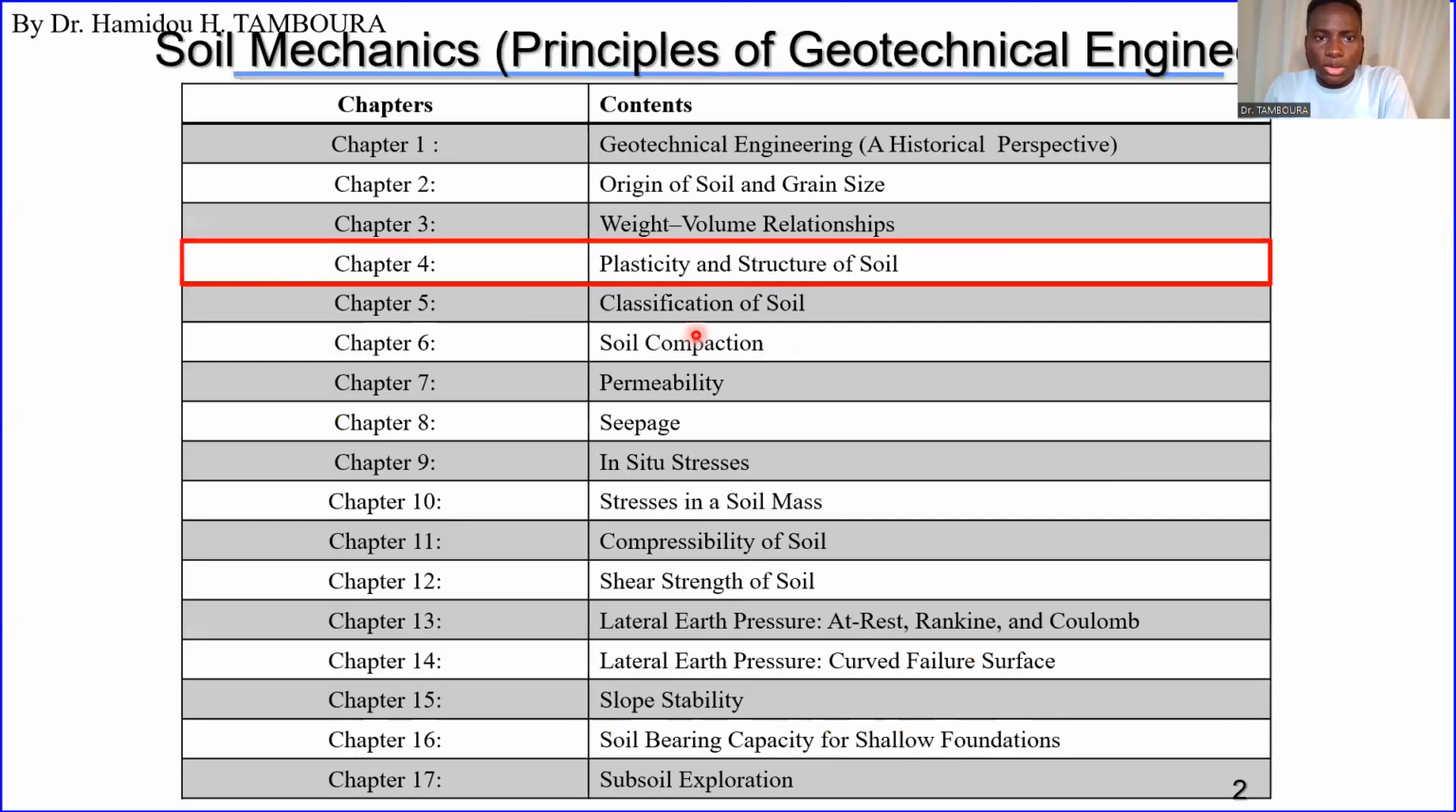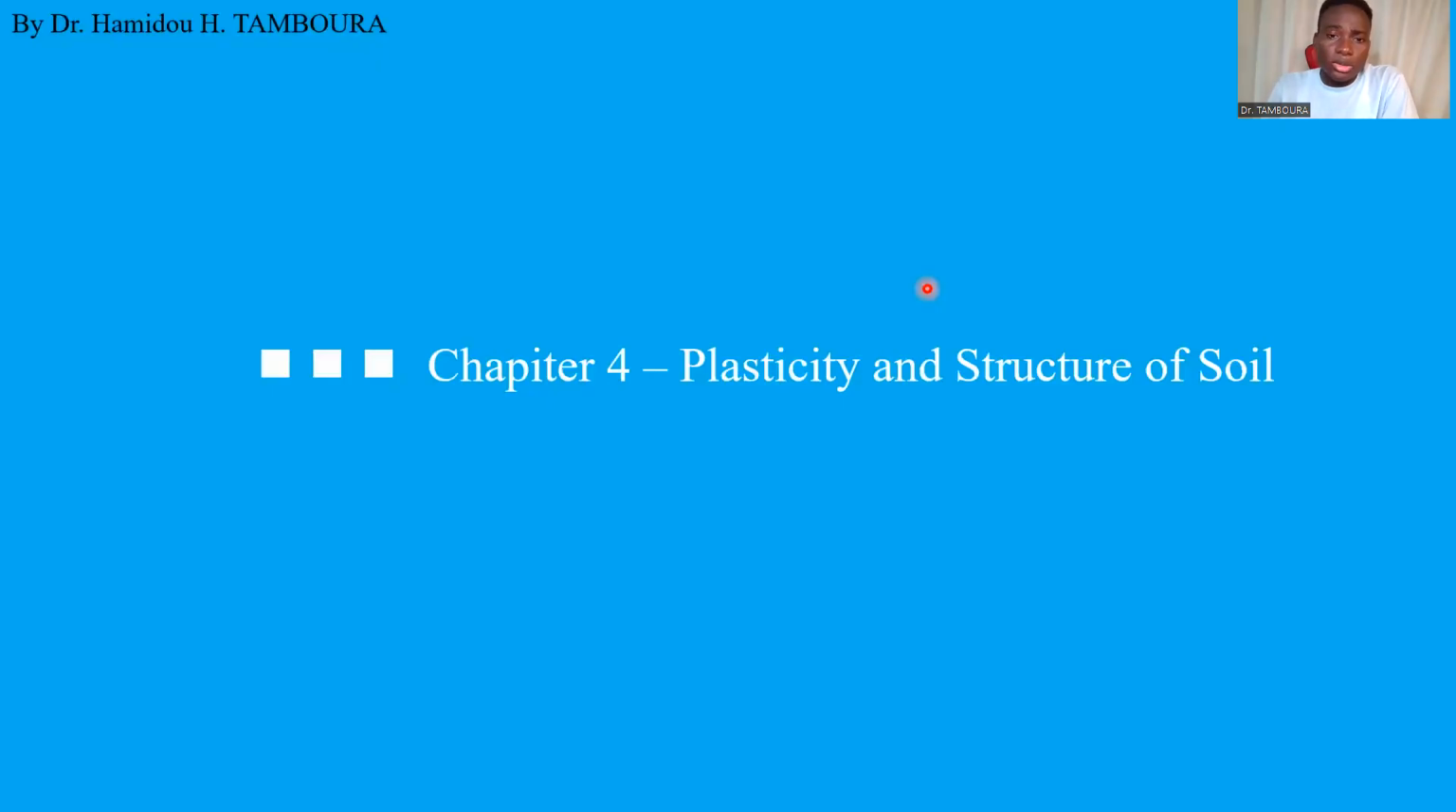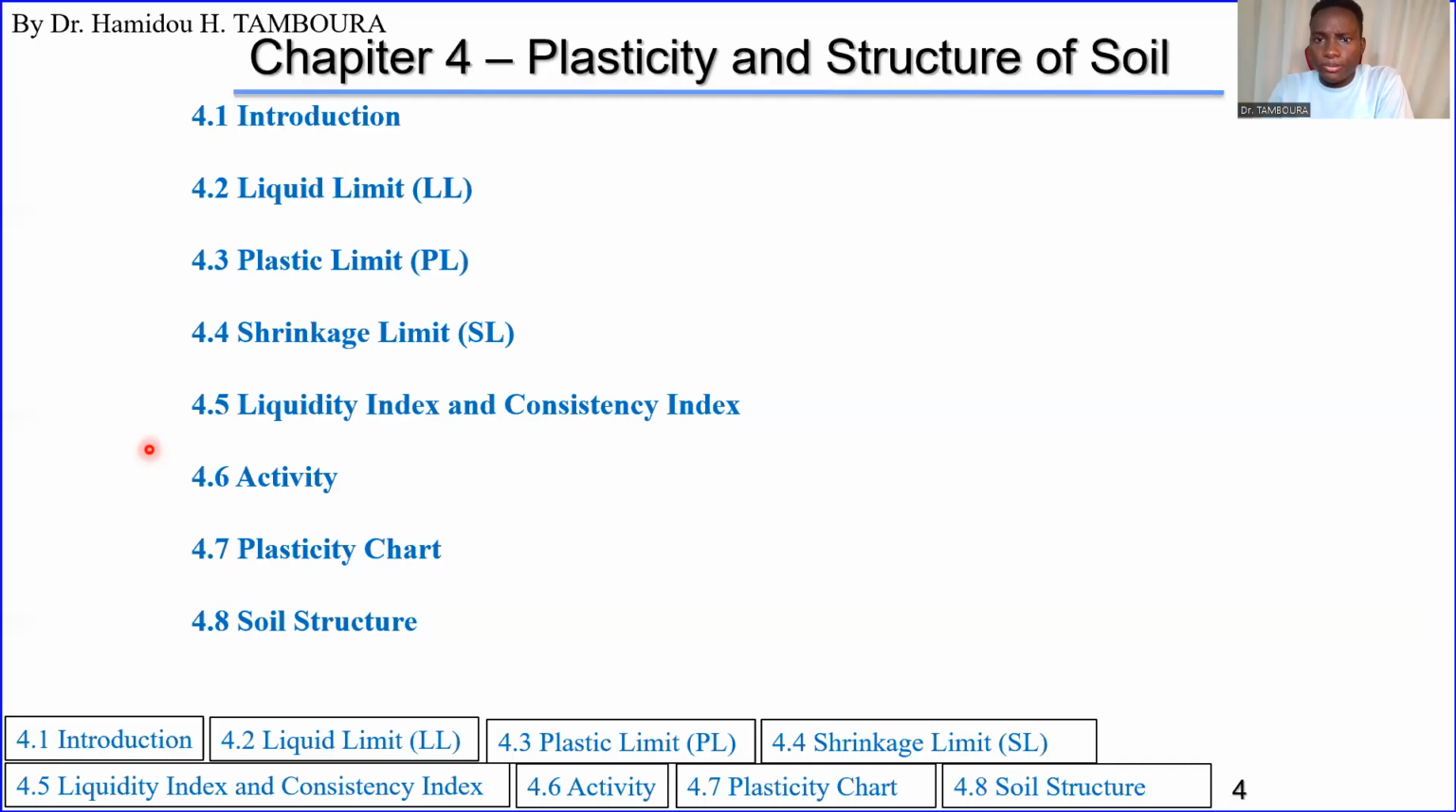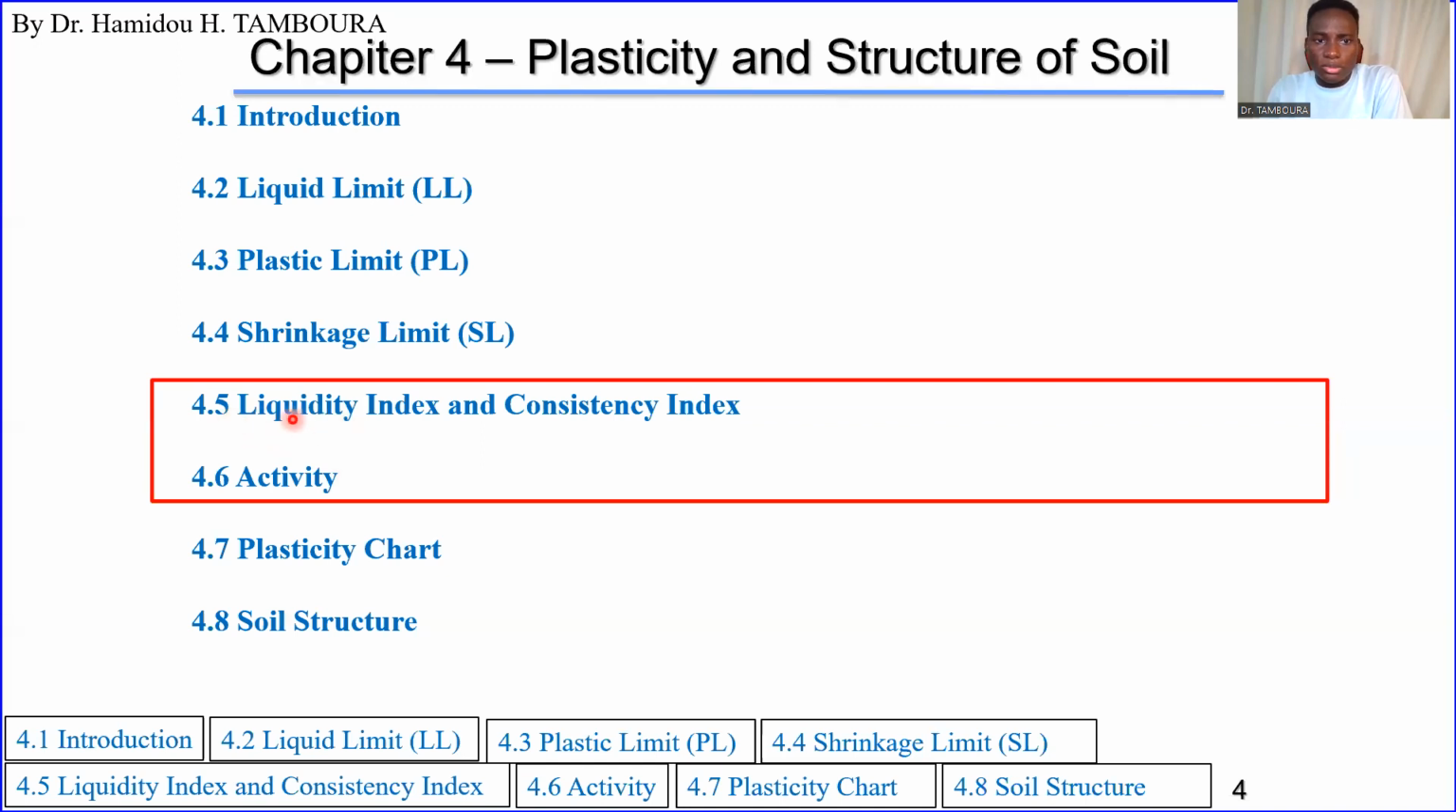We are still on chapter 4, plasticity and structure of soil. In this video, we will talk about two points: the liquidity index and consistency index as the first point, and the second point will be activity. I think the next video will be to finish this chapter. So in this video, we will talk about these two points, point 5 and point 6.